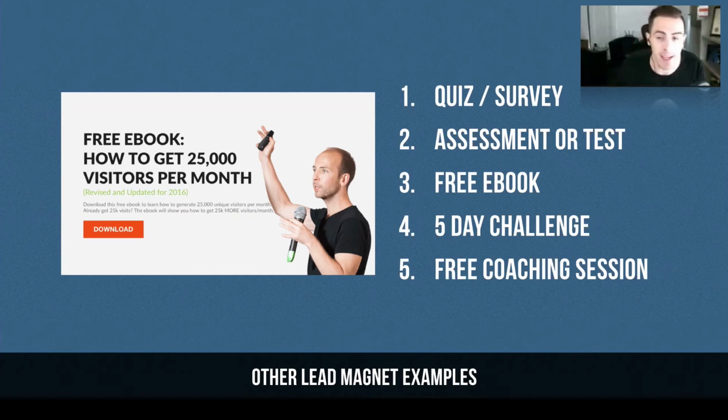It's specific. It speaks to a relevant audience because it's on his website, and his website is all about search engine optimization. And the pain point that he's solving is how to get more free visitors through SEO. The description basically says you download this free ebook and you can learn how to generate 25,000 unique visitors per month. And if you're already at 25,000 visitors, then we'll show you how to get 25,000 more.